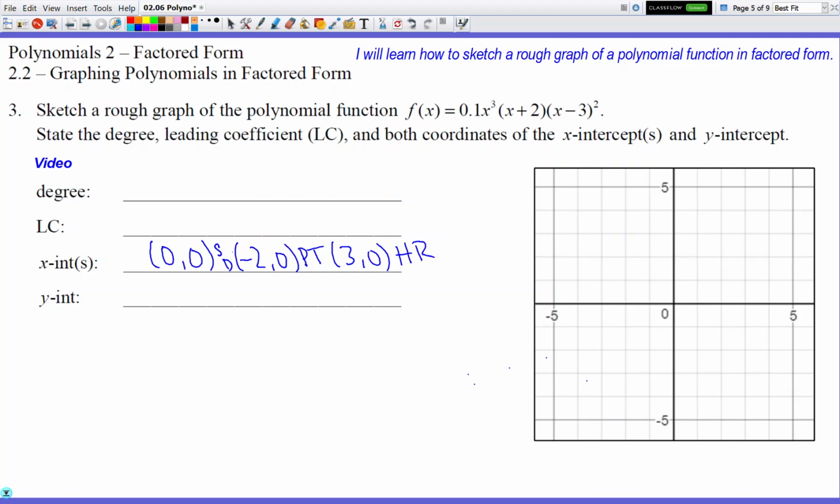Okay. All right, so let's do degree. Let's count my x's. So 1, 2, 3, 4, 5, 6. So degree is 6. And you know what happens every time my kids do this?